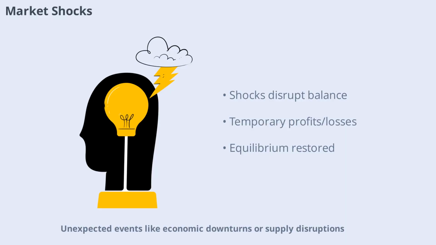Unexpected events like economic downturns or supply disruptions can temporarily upset the long-run equilibrium. Firms may earn losses or windfall profits, but over time, entry and exit restore balance. This resilience is a strength of competitive markets.